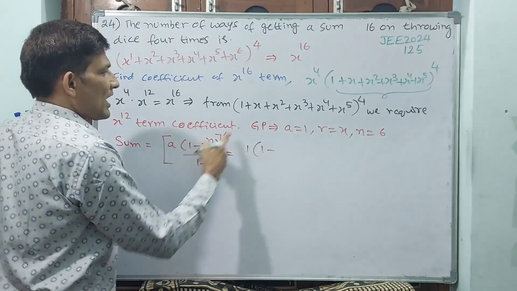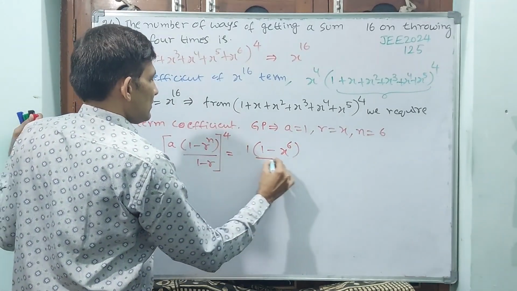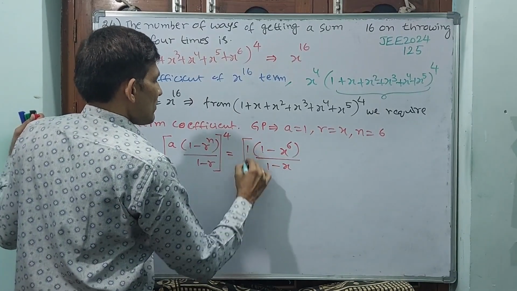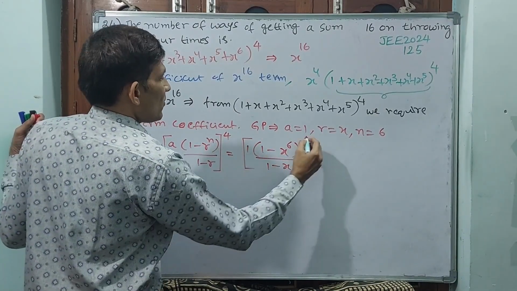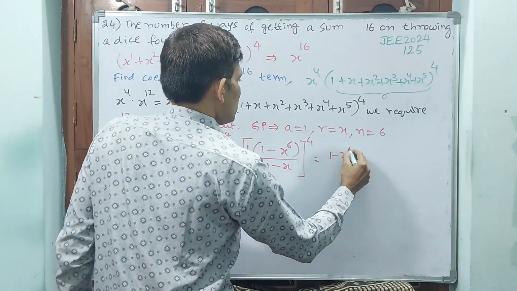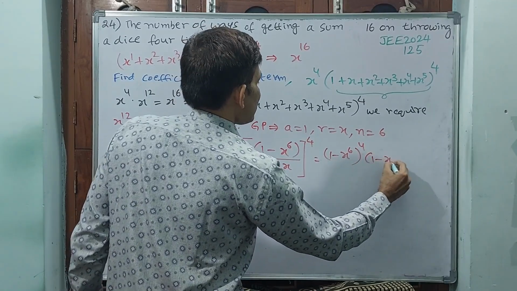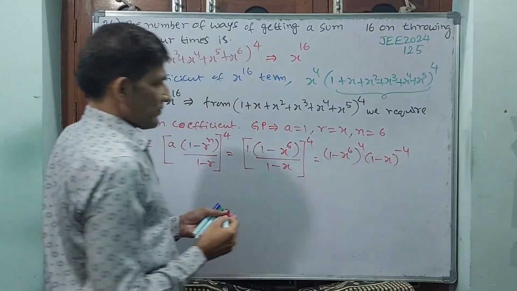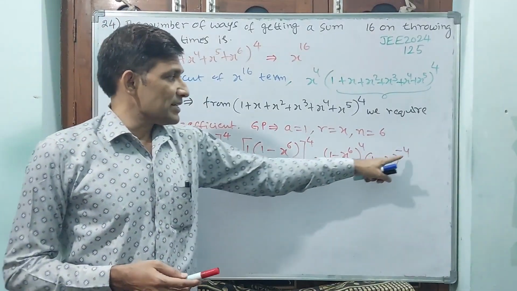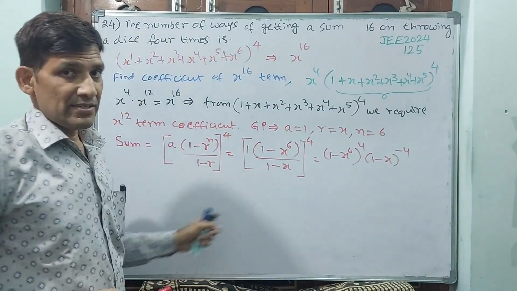1 minus r is x. Number of terms 6, by 1 minus x, whole to the power of 4, that is equal to, see, 1 minus x to the power of 6 whole to the power of 4 into 1 minus x whole to the power of minus 4. Okay, this is in denominator. If it goes numerator, this is going to become minus 4. Why? Because see, you cannot divide, you have to multiply, then only you can find this coefficient.